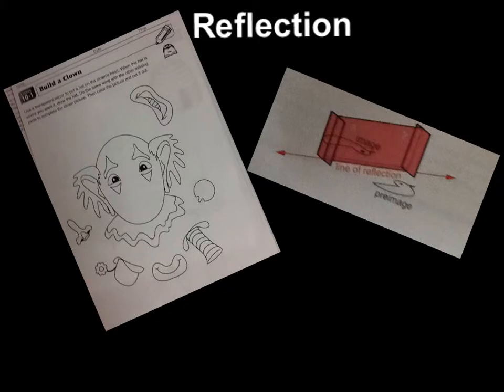Let's think now back to lesson 10.1 when we did our Build a Clown activity. In that activity, the clown hats were drawn upside down. What would happen if they were drawn right side up? Yeah. When we reflected them across and moved them up to the clown's head, they would have been upside down on his head instead of right side up.